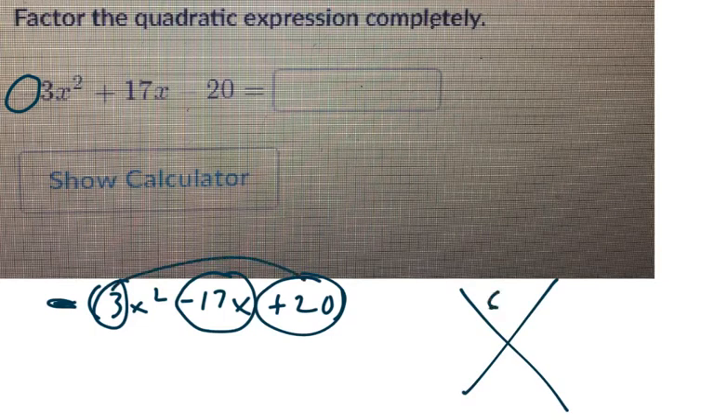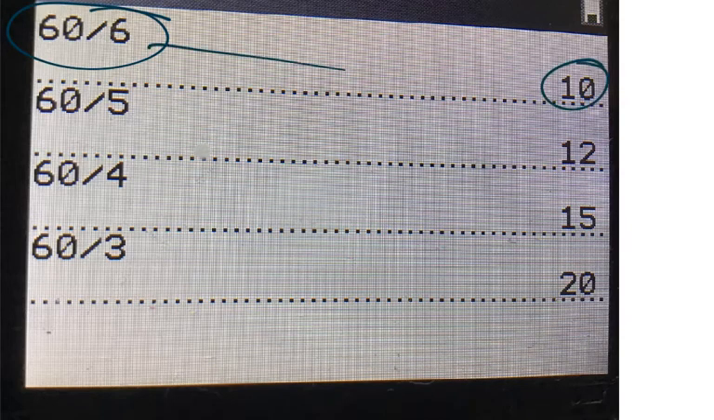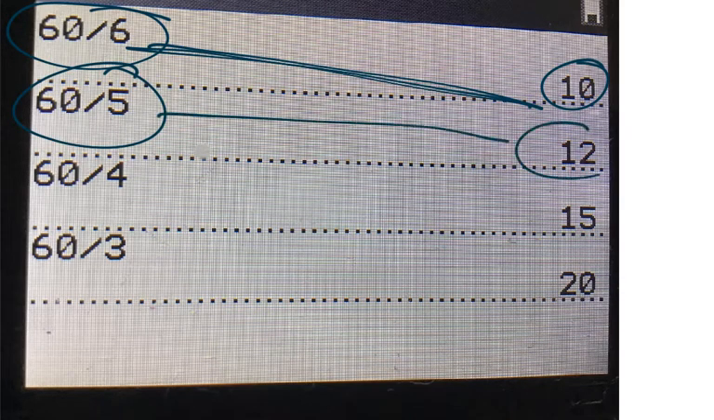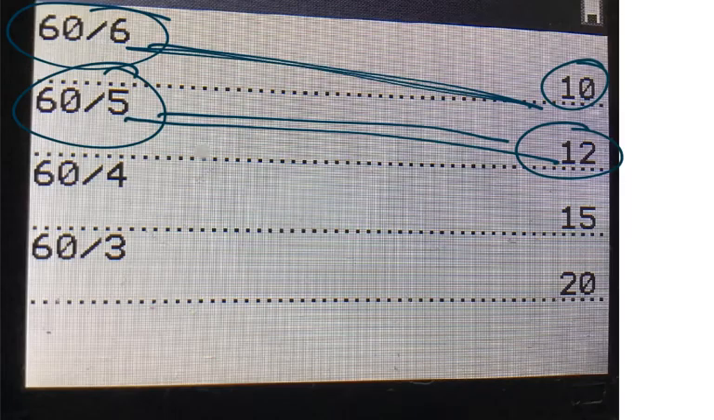3 times 20 is 60, and I need a negative 17 for my sum. Now, some of you guys are going to go, oh, I don't know what that is. Well, that's when you turn to your calculator, right? 60 divided by 6 is 10. 6 and 10 will not give me 17. 60 divided by 5 is 12. 5 and 12 give me 17. And actually, that's the one I'm going to go with, isn't it? I stand corrected. Let's try 5 and 12.